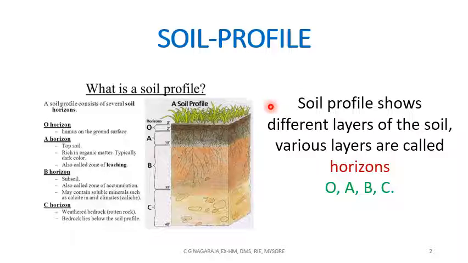For convenience, soil profile can be divided into 4 horizons. Horizons means layers. Now, the first one is horizon O, or horizon Z, or they call it 0 sometimes. You see here the plants are growing. That is the horizon O.